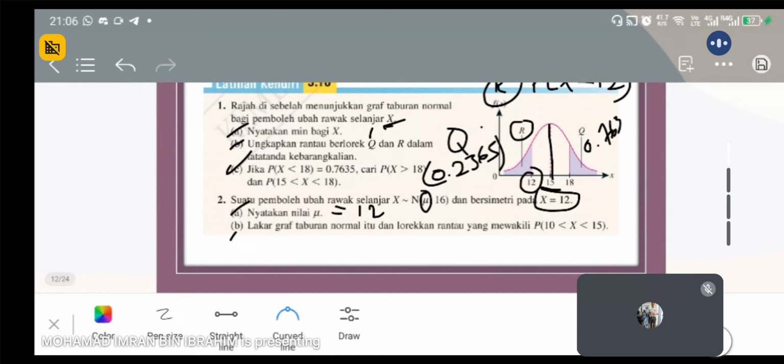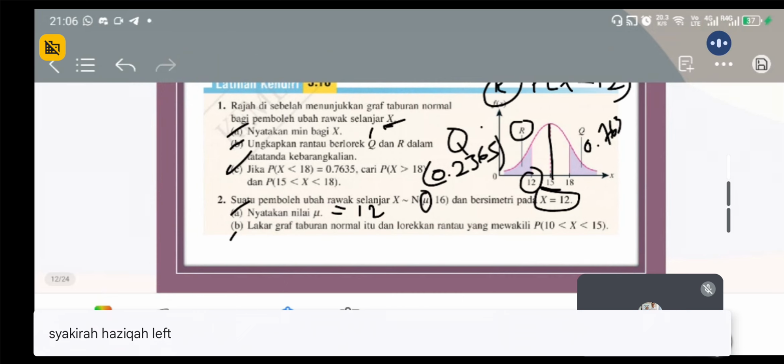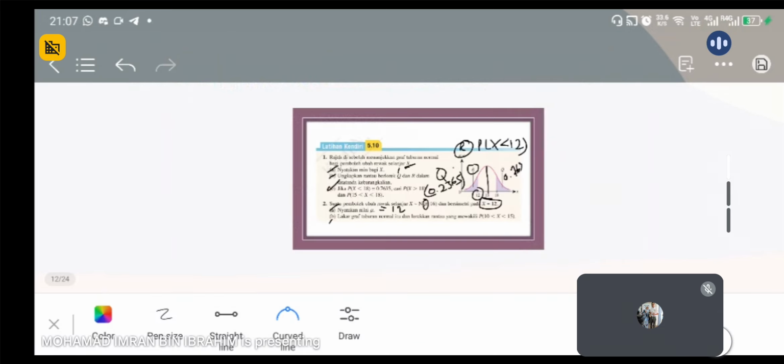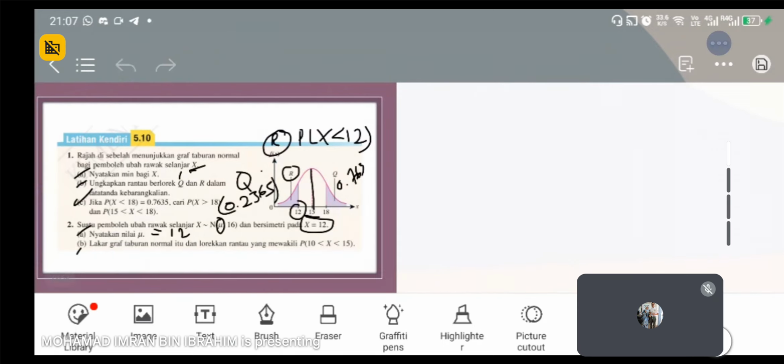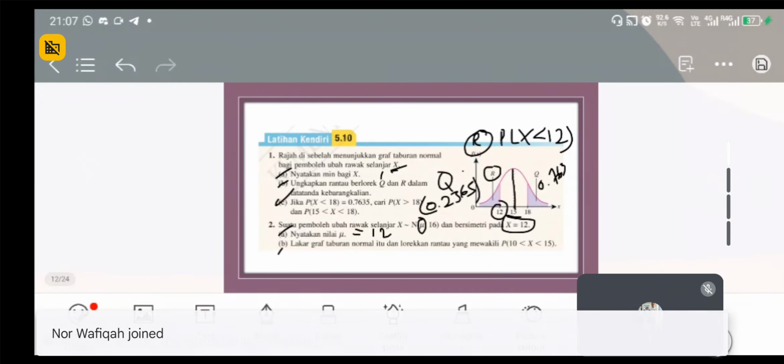Lakar graf taburan normal itu dan lorekkan rantau yang mewakili probability of 10 lebih kurang daripada X, X lebih kurang daripada 15. Okay, so now we have to lakar. So this is the nightmare of my life. Okay, alright.